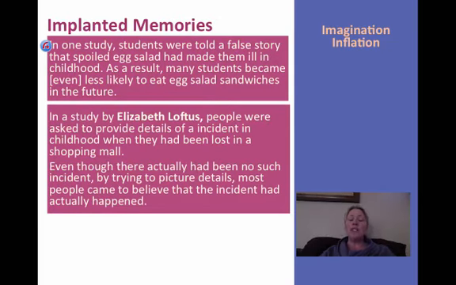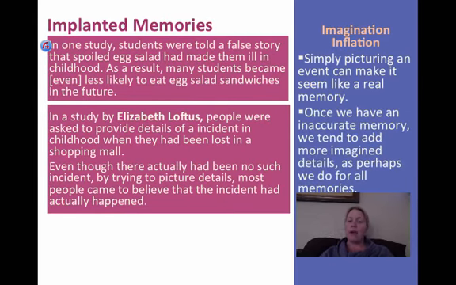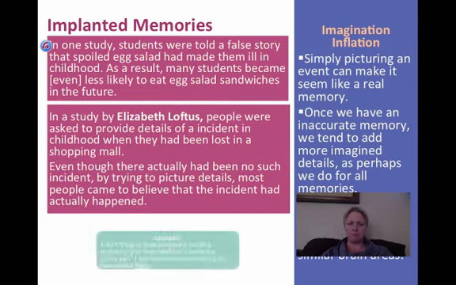So what we see here is this idea of imagination inflation: simply picturing an event can make it seem like a real memory. And once we have an inaccurate memory, we tend to add more imagined details, as perhaps we do for all memories. Why does this happen? Well, visualizing and actually seeing an event activate similar brain areas. And because we're working with it, we are taking our memory of imagining the event and turning it into a memory. So it's kind of like the chicken and the egg. Which came first? The memory of the event. Which is real, which is not real.